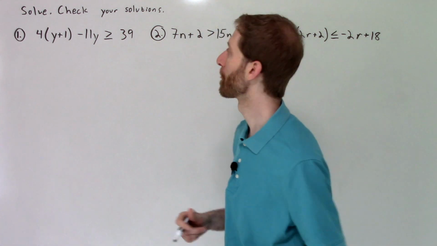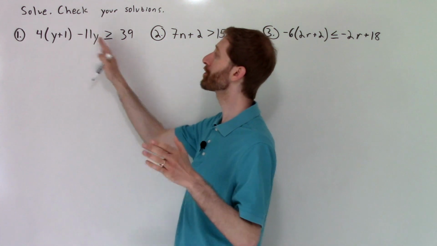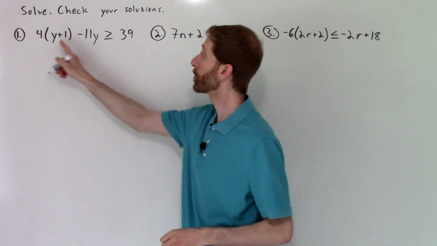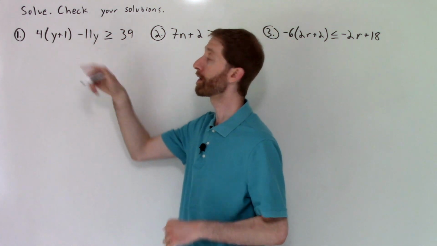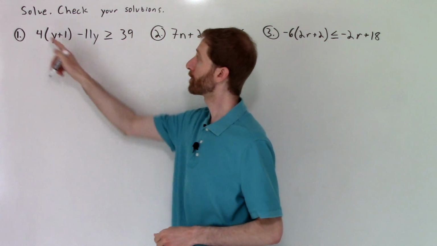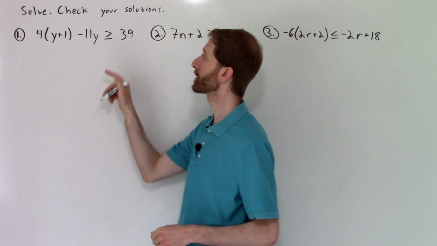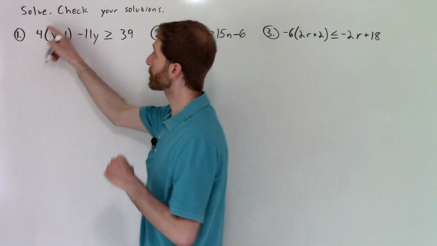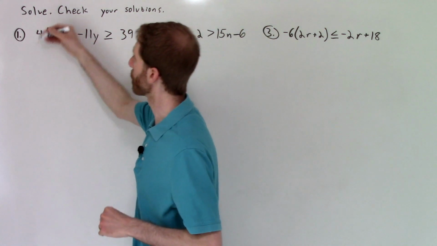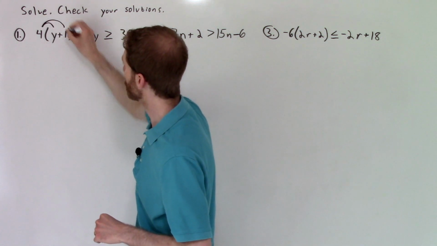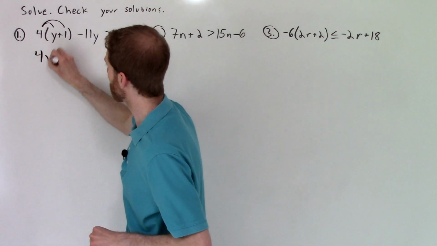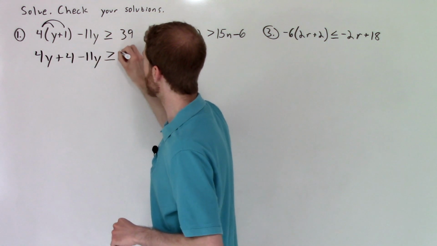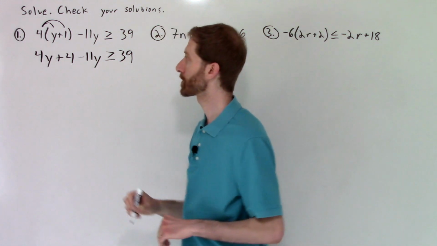Let's rock and roll. So the first problem has one heck of a juggernaut on the left-hand side. But like with any multi-step equation, we are going to first simplify what we can and then isolate the variable. So we have 4 times the quantity y plus 1 minus 11y is greater than or equal to 39. So from here, I'm just going to distribute. So 4 times y, 4 times 1, 4 times y is 4y plus 4 minus 11y, and that is greater than or equal to 39. So I've just done some distribution.